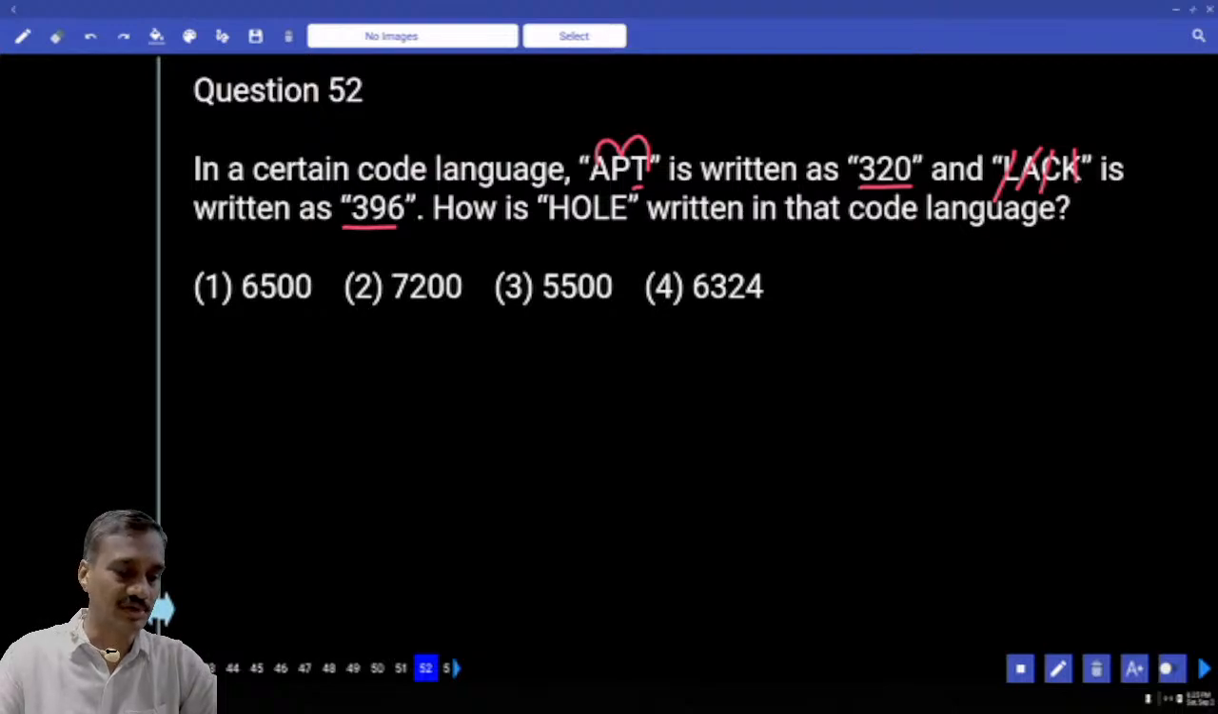Then we need to find out the code for the word HOLE. H is 8, O is 15, L is 12, E is 5. Now 15 into 12, 180. And 180 into 8, and into 5. What is the answer here? 7200. Choice 2, question number 52.